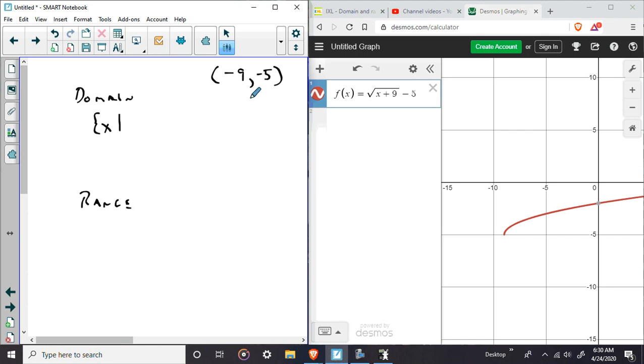Well, all the x's have to be bigger than -9, right? Or equal to. -9 is okay. So what will we say? X has got to be greater than or equal to -9. And your range, again, starts at -5 this time, right? And then it goes up from there. So we would say the set of y such that y has got to be greater than or equal to -5, okay?